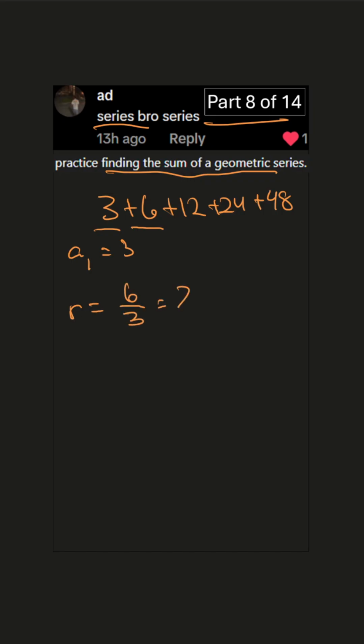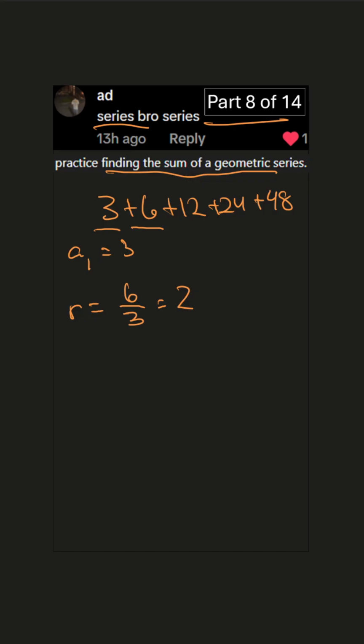So let's take a look at an example: 3 plus 6 plus 12 plus 24 plus 48. First we'll identify what we know. The first term is 3, so a sub 1 equals 3. If that a sub 1 looks strange to you, check out the previous videos. I go over everything. Now the common ratio is found by dividing each term by the one before it. So we'll take 6 divided by 3. The common ratio r equals 6 over 3, which equals 2.